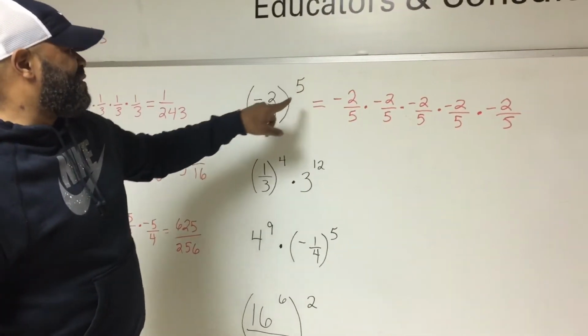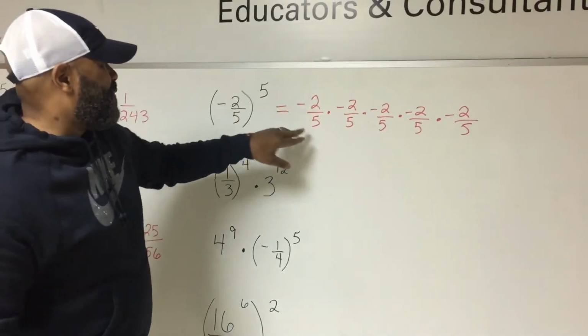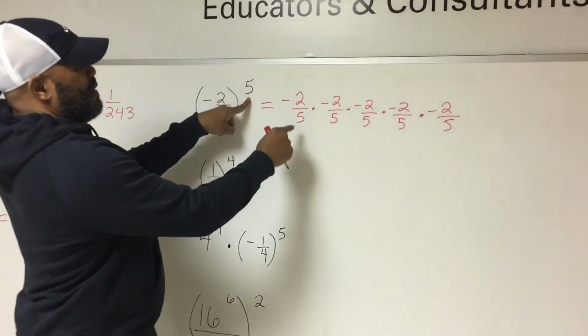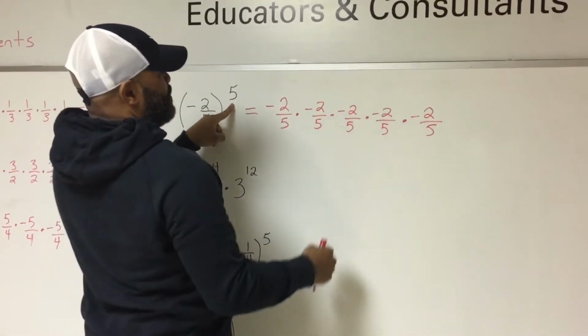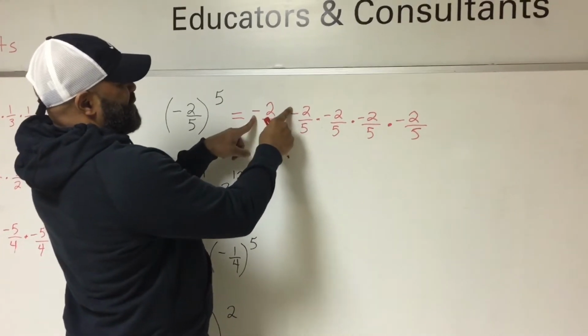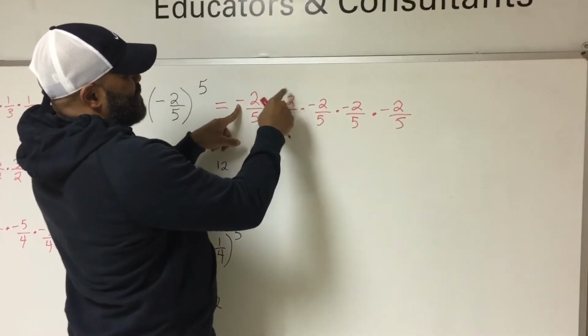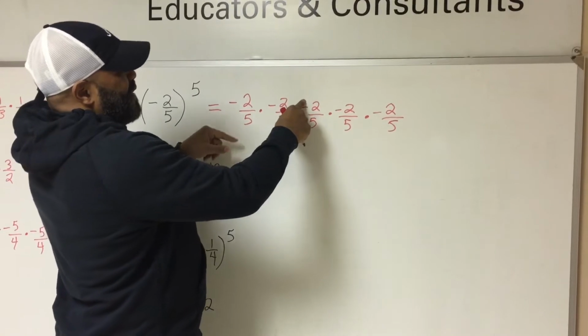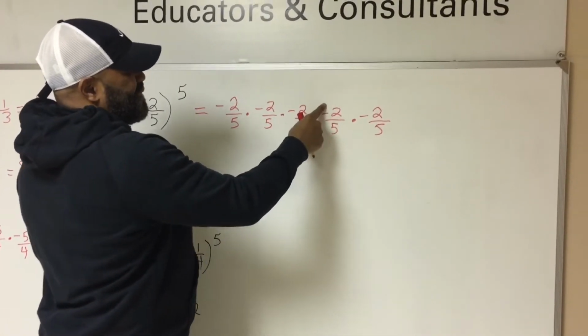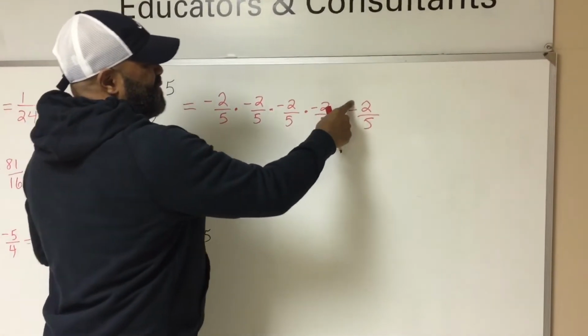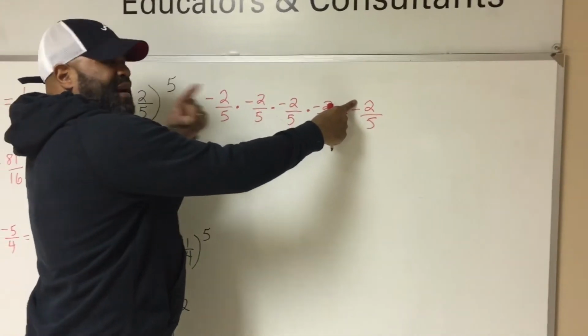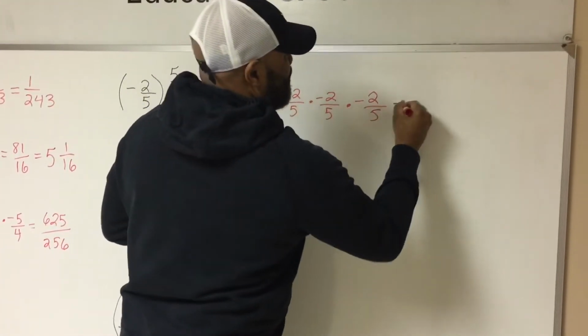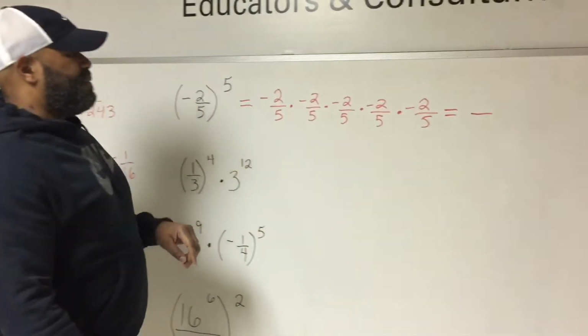-2/5 to the fifth means take -2/5, write it down 5 times, and then multiply. 1, 2, 3, 4, 5 of them. A negative times a negative is a positive. A positive times a negative is a negative. A negative times a negative is a positive. And a positive times a negative is a negative. At this point, I know my answer is negative, so I'm going to put it there.